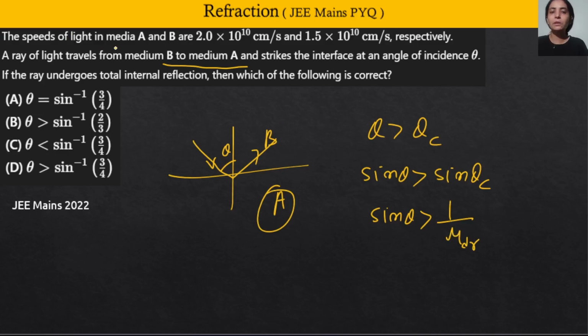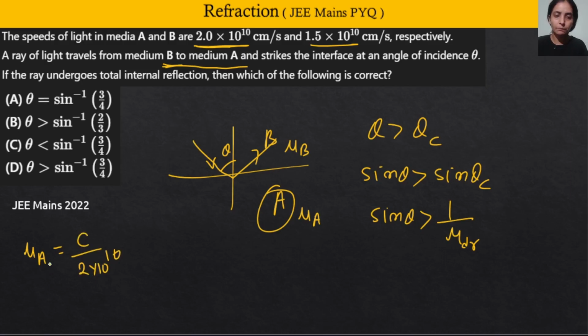And what is given here? Speed of light in medium. So speed of light in media A is given this one and B is given this one, and the ray of light travels from medium B to A. So in the case of B, you check, let's take its refractive index as mu B, and this one mu A. Okay. So mu A, if you calculate, speed of light in this media is 2 into 10 to the power 10. So this will become C divided by 2 into 10 to the power 10. Okay, and mu B will be equal to how much? C divided by 1.5 into 10 to the power 10.